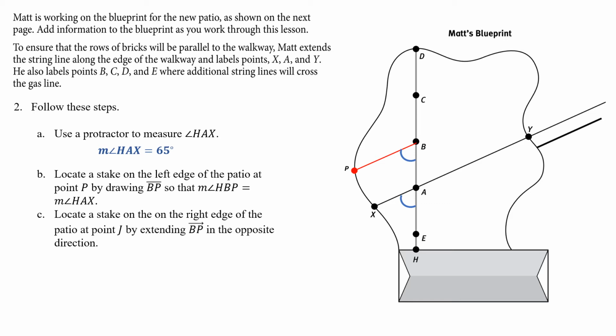All right, locate a stake on the right edge of the patio at point J. So you're going to have to draw in point J. But all we're going to do is extend BP in the opposite direction, meaning it's going to be a straight line all the way through to the other side of the patio. And that's what I've gone ahead and done right here. So we've got two lines that look pretty similar, don't they? You can almost say that they look parallel. I wonder if that's going to be the case.